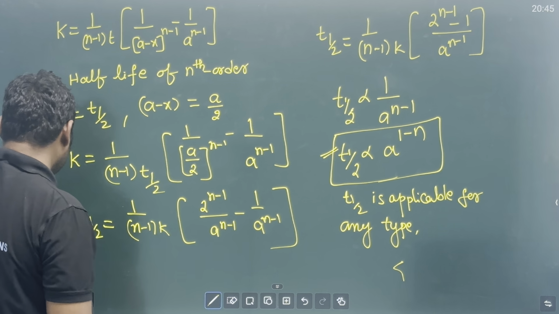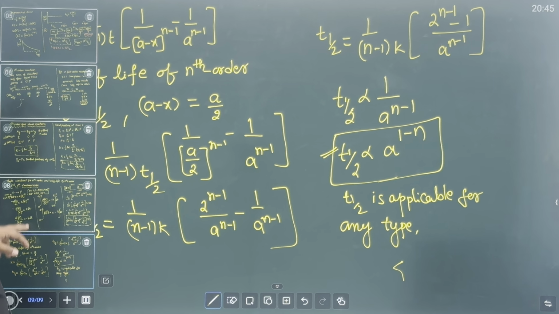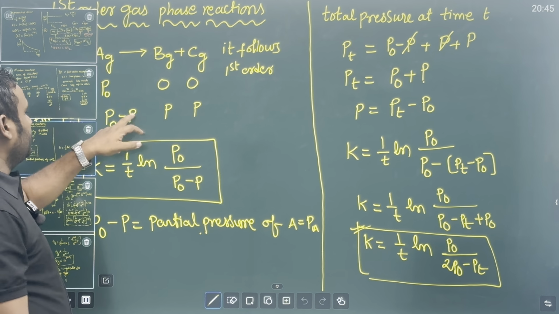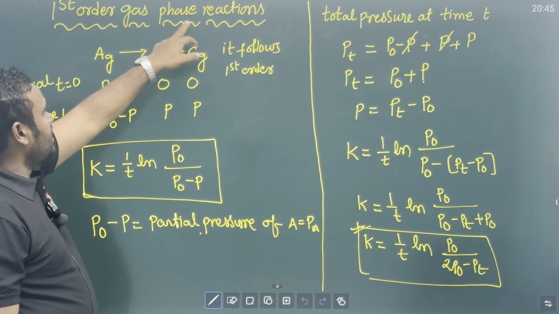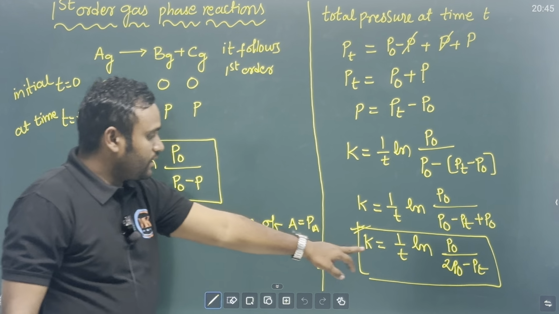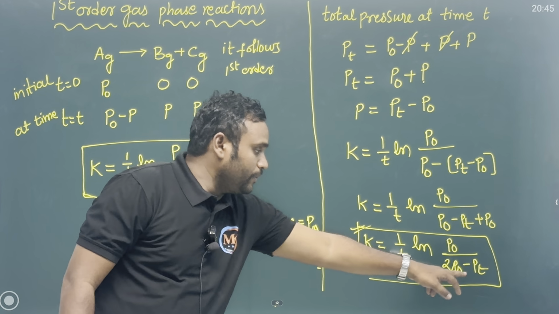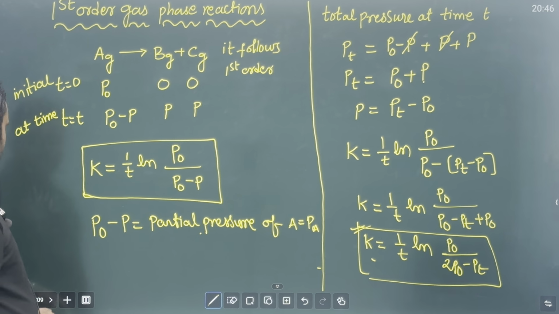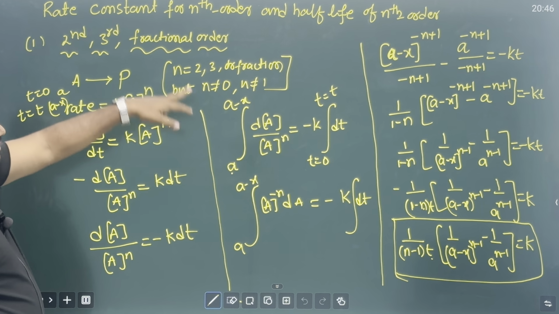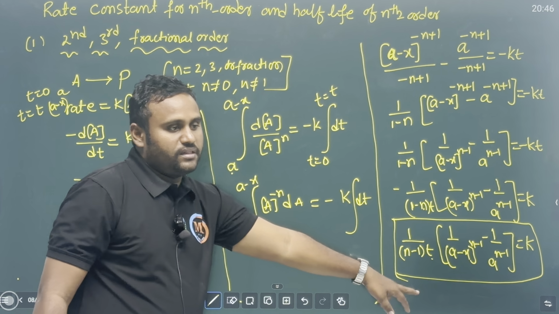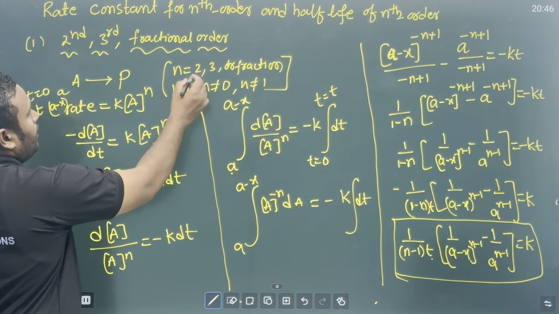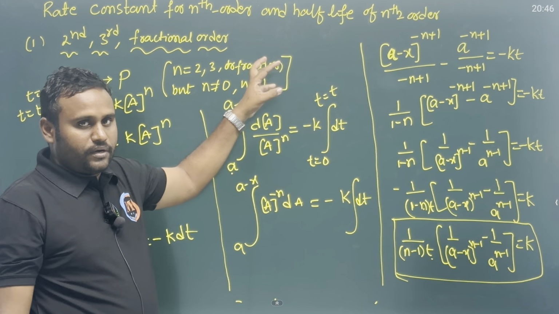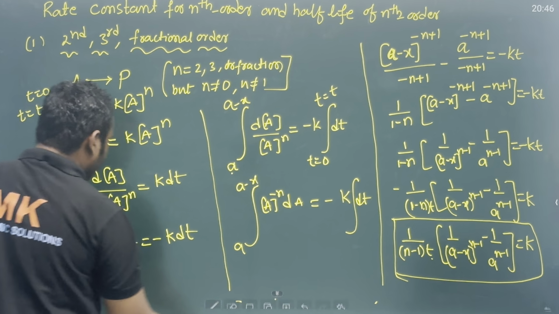And one more thing I have explained to you, that is first order gas phase reaction. So what I explained to you totally: the first one is first order gas phase reaction rate constant. So here k is equal to 1 by t ln P naught by (2 P naught minus Pt), and then the rate constant for the nth order reaction. So this will be the rate constant for the nth order reaction. It is applicable for what? Second order, third order, and fractional order. Fractional order you can take.